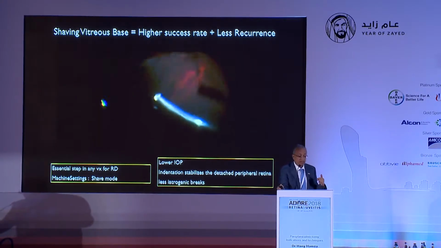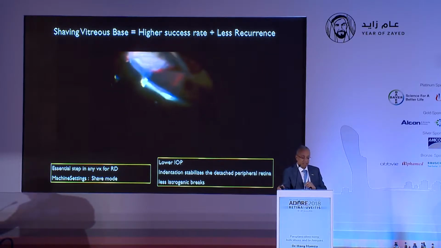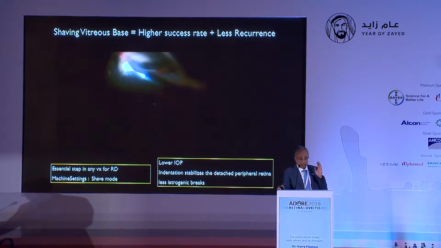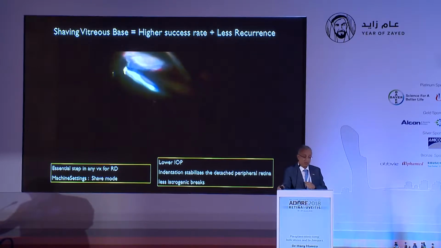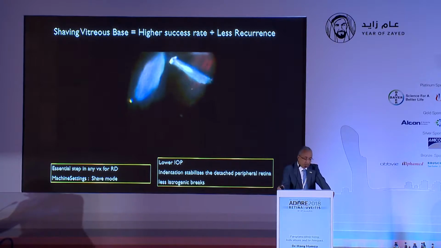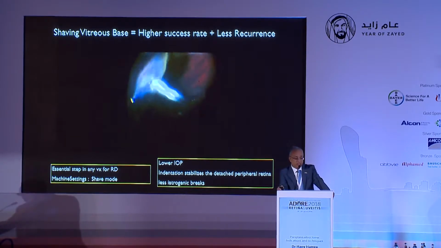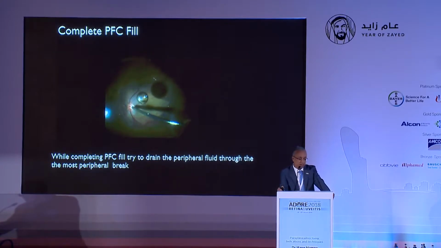Then you go to shaving of the vitreous base, which is an essential step in all cases of detachment and vitrectomy, and it increases the success rate and lowers the recurrence. And this step is done by scleral indentation, and it causes fewer iatrogenic breaks if you lower the intraocular pressure and use indentation as well.